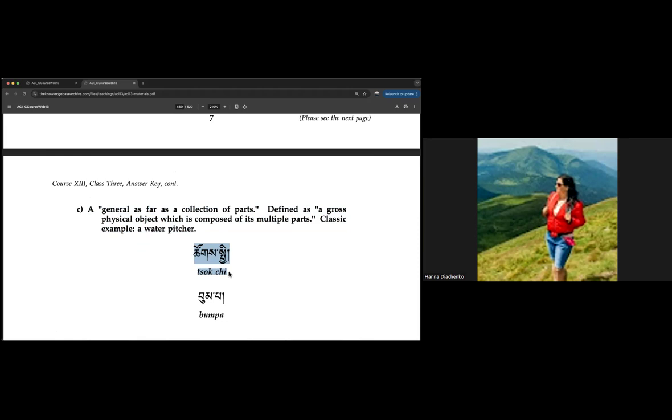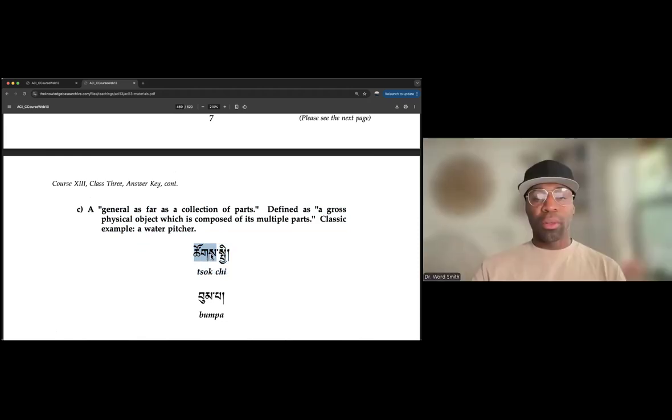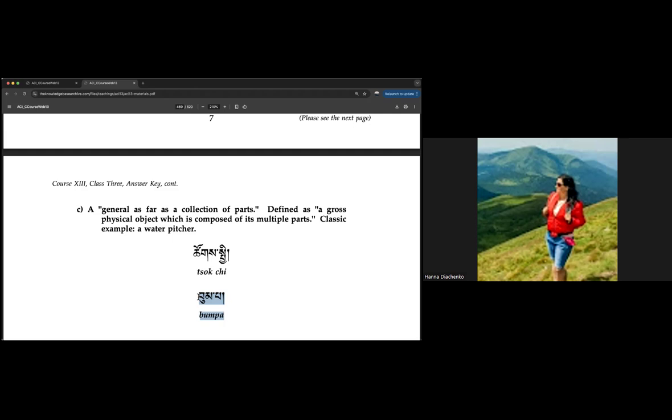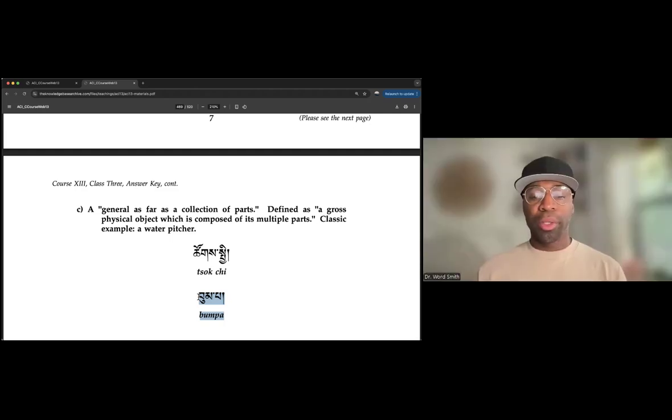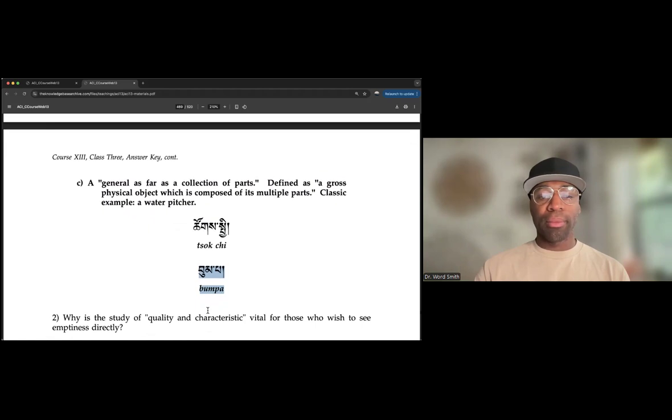Tsoka's collection is literally general, something more like quality. And this one, Bumpa, is a water pitcher or a water vase, a coffee cup, or something that holds water to drink. All right, good.